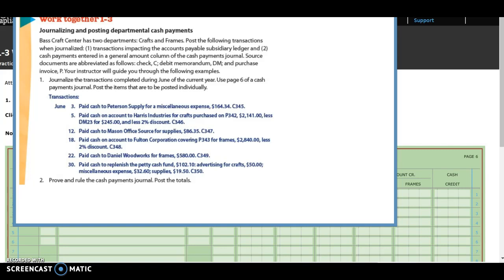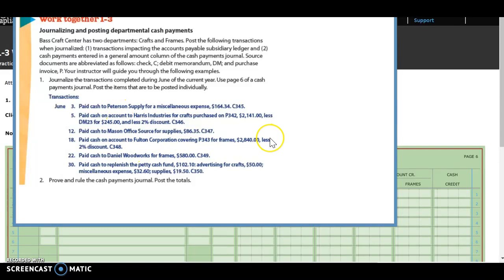It says that Bass Craft Center has two departments, crafts and frames. We're going to post the following transactions when journalized: 1, transactions impacting the accounts payable subsidiary ledger, and 2, cash payments entered in a general amount column of the cash payments journal. They give us our source document abbreviations. Number 1, it says we're going to journalize the transactions completed during June of the current year. Use page 6 of a cash payments journal. Post the items that are to be posted individually.